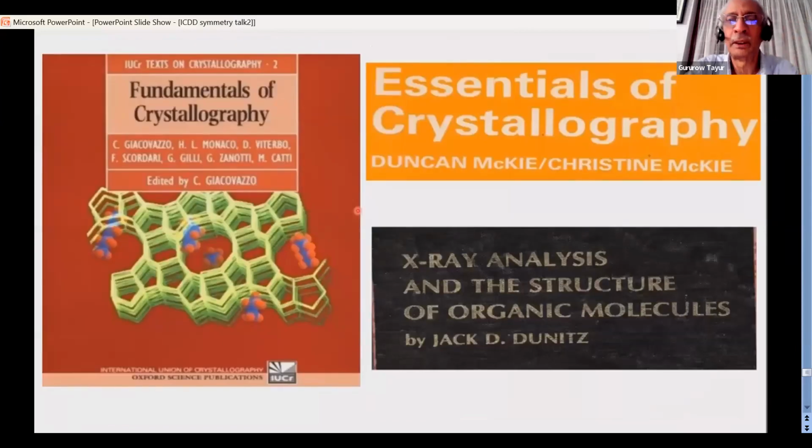This is the book of Duncan McKee and Christine McKee, The Essentials of Crystallography. I have a copy of it from some time ago. I tried to get a new copy from the library and later also from a bookstore, but the guys in the bookstore made a lot of efforts to get this book, and apparently it is out of print. It was originally printed by Oxford University Press.